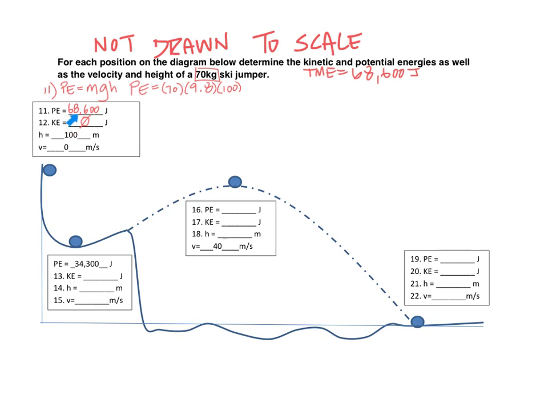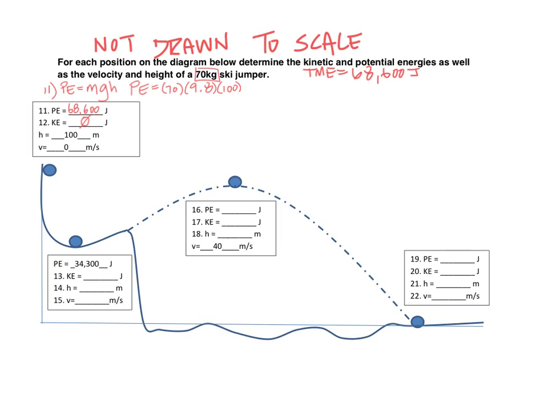Well, that means that at any point along this object's pathway, the potential energy and the kinetic energy will always add up to 68,600. Okay? So 68,600 plus 0 gives me 68,600. When I look over here, it gives me the potential energy as 34,300. Well, I know the total energy is 68,600, so that means that 34,300 plus what has to add up to equal 68,600.